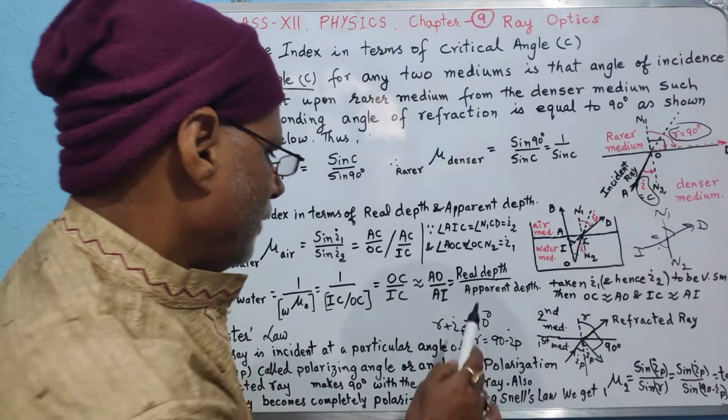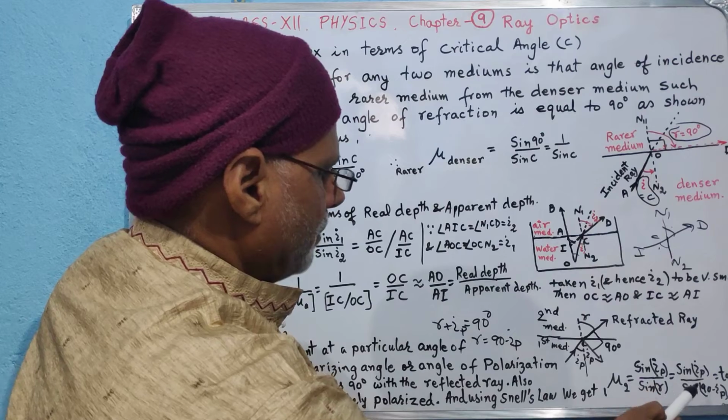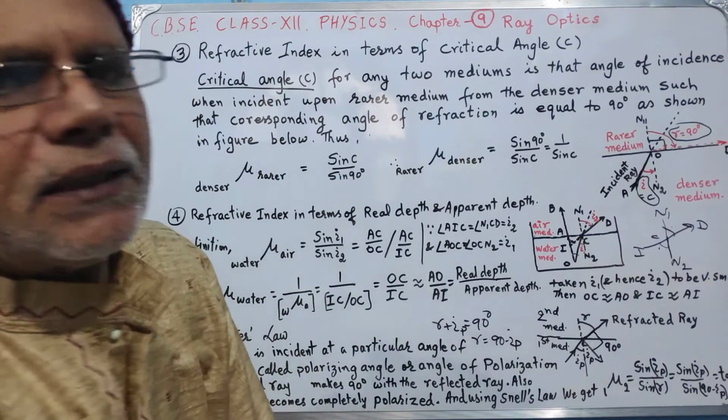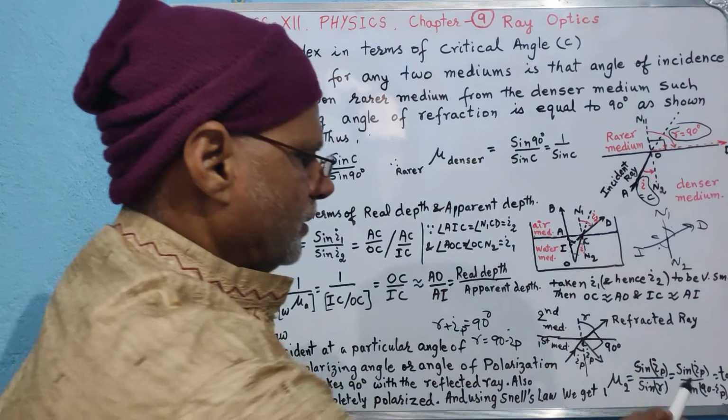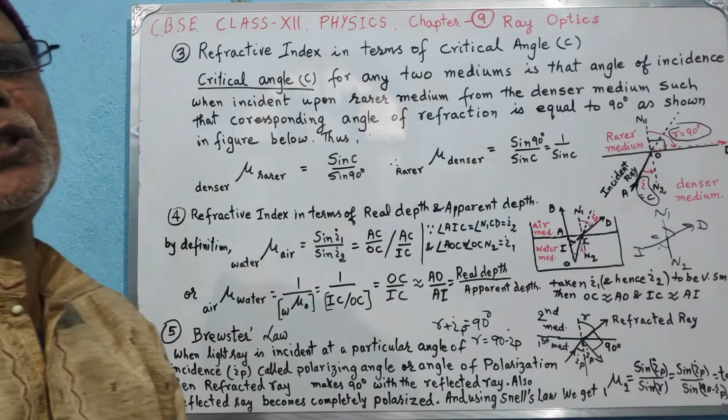And once we get the value of r, we can write sin ip by sin r equal to sin ip by sin(90 minus ip), and that sin(90 minus ip) is nothing but cos ip, and that means sin ip by cos ip is equal to tan ip. This is known as Brewster's law.